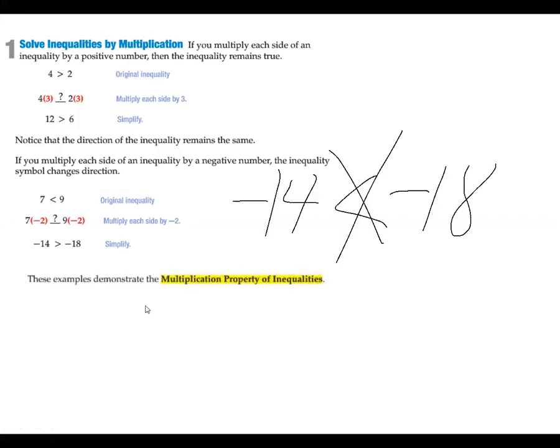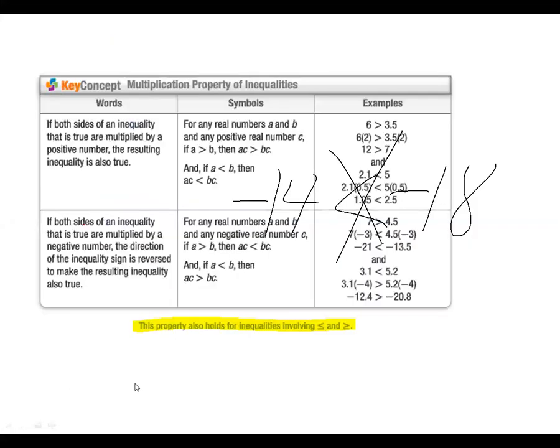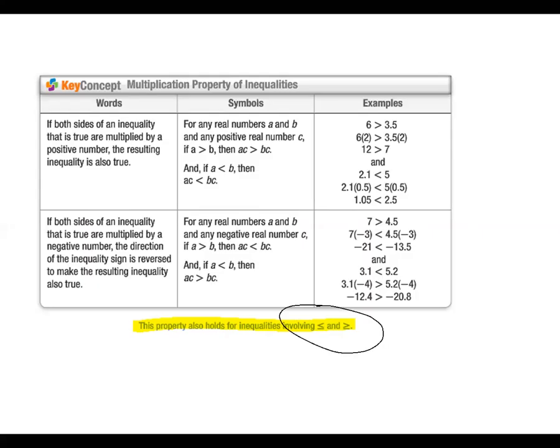So these examples demonstrate the multiplication property of inequalities. Basically, if you multiply both sides of an inequality by a positive number, the inequality still holds true and it's fine. But if you multiply both sides of an inequality by a negative number, you have to flip the inequality symbol. That property also holds true for less than or equal to and greater than or equal to. All right, so let's try some.